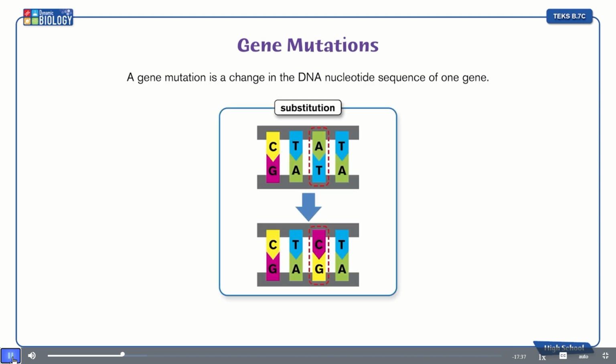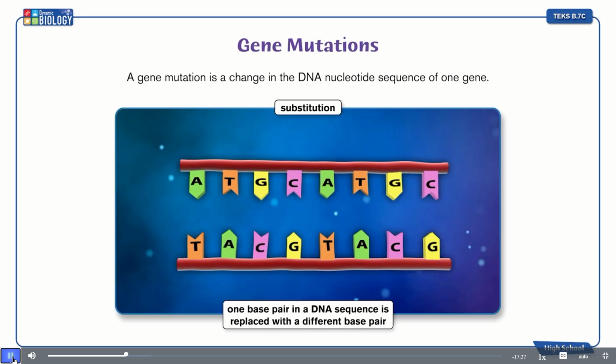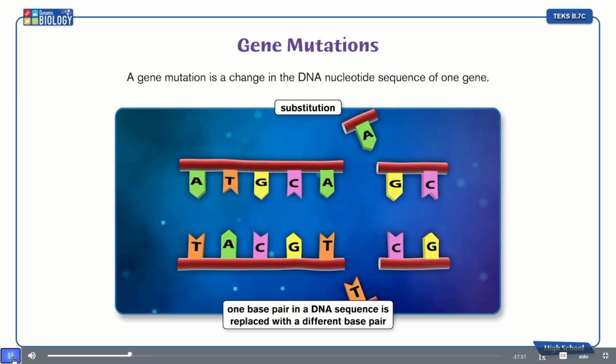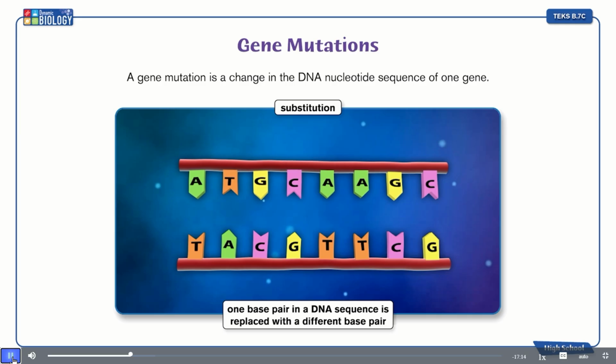A substitution is a mutation in which one base pair in a DNA sequence is replaced with a different base pair. Let's watch an animation of a substitution. In this segment of DNA, a TA base pair is being replaced with an AT base pair. All of the other base pairs in the sequence remain unchanged.